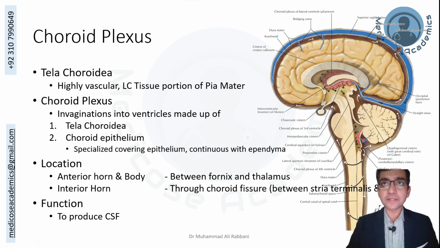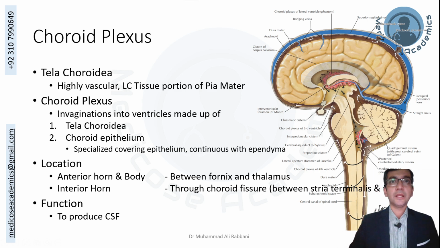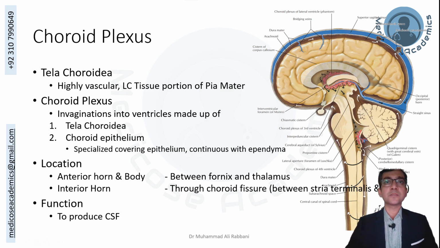So this is the choroid plexus, the one that is present right here, this tissue. It is present on the inferior aspect of the body. It goes on to be on the anterior aspect of the atrium and on the superior aspect of the horn. So this is the choroid plexus. It is the part that is highly vascularized, part of the pia mater, covering.